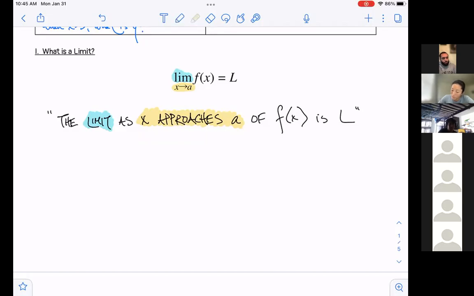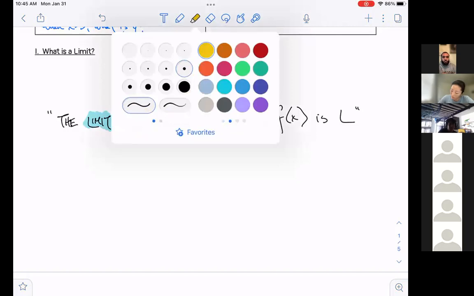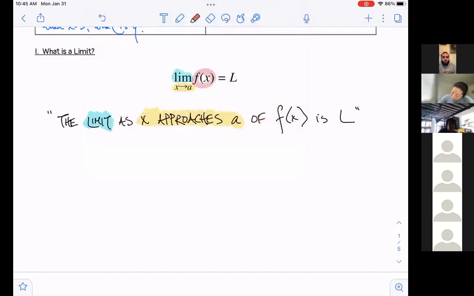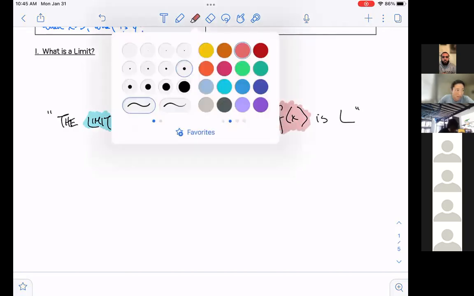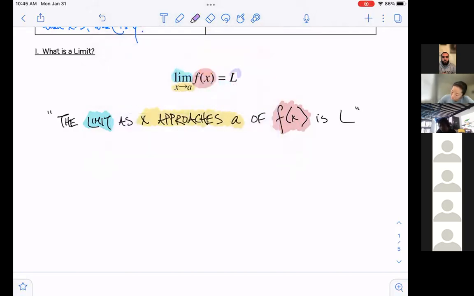Now, what picture are we looking at? Well, we're going to be looking at a specific function. All right, so that is our f of x. And our answer is going to be the limit. All right. Now, this L here, all right, this capital L is, in fact, a y value.